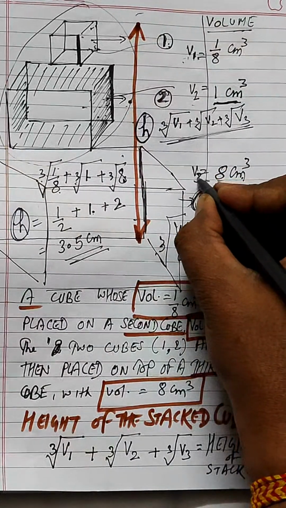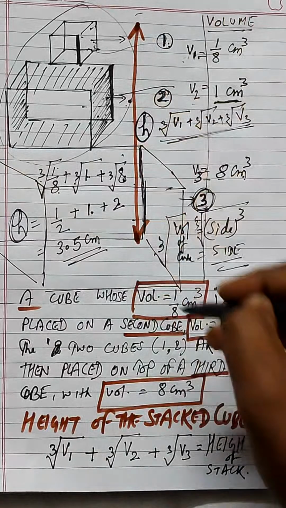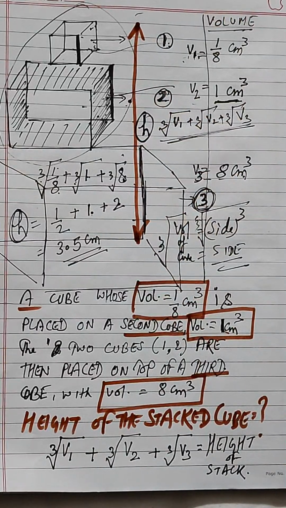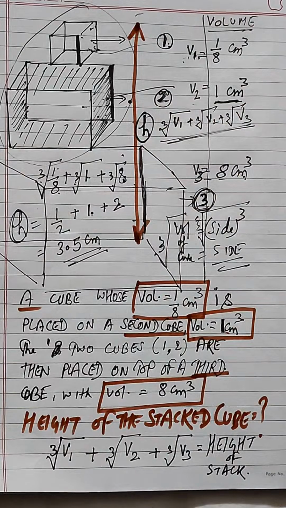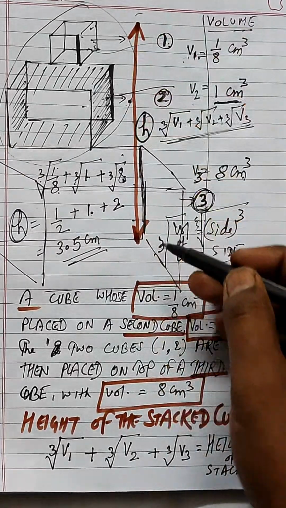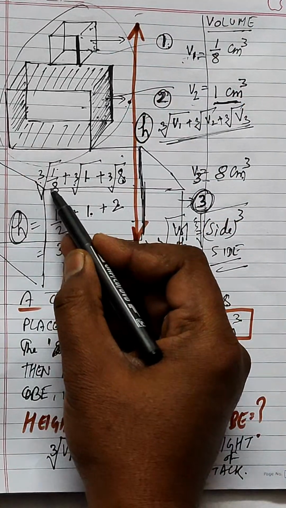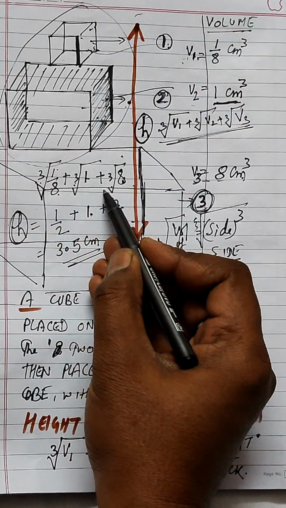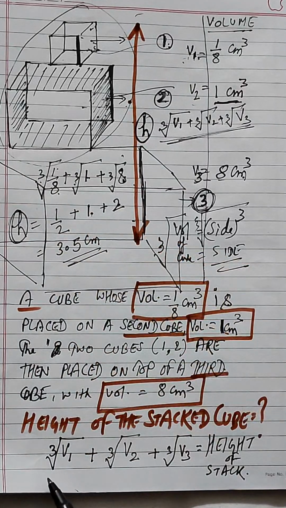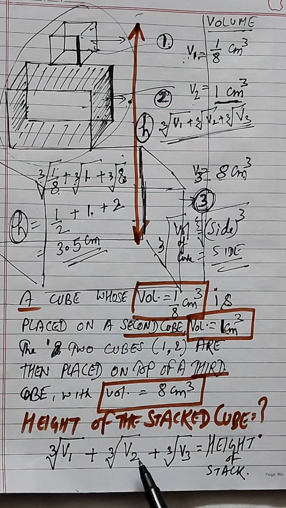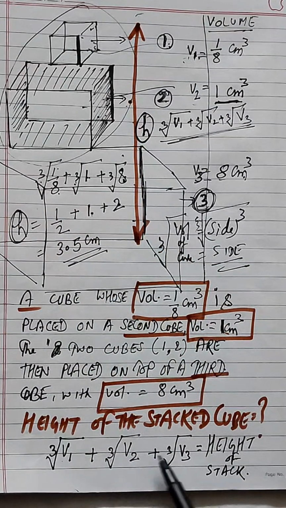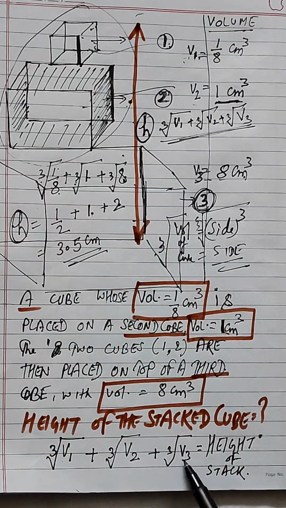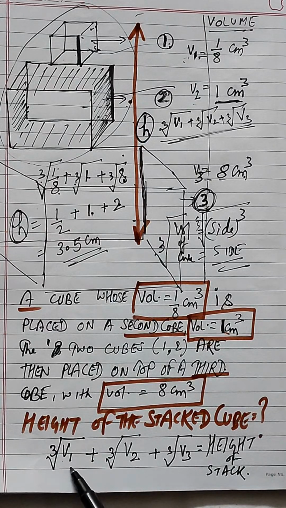Now, what is the height of this stack? We need to calculate. So we just simply calculate it by adding the cubic root of V1, cubic root of V2, and cubic root of V3 together. Here I have just mentioned, you can see cubic root of V1, cubic root of V2, and cubic root of V3, right? This is a simple arithmetic calculation, do it.